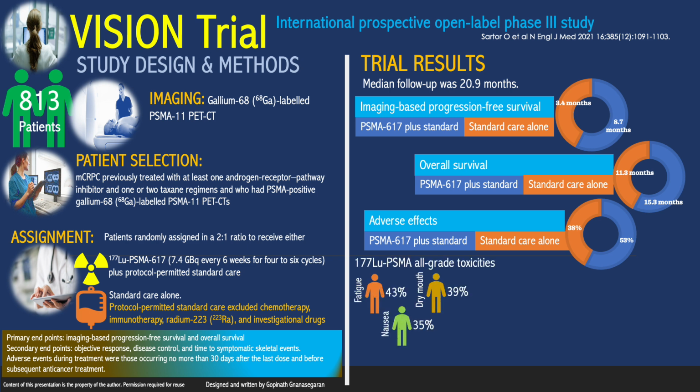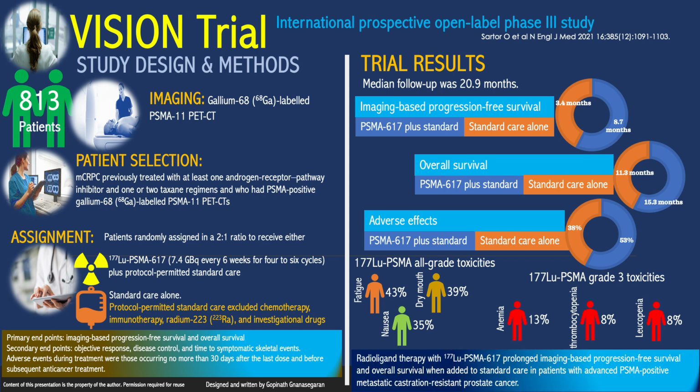In terms of lutetium PSMA, for all grades of toxicity, fatigue was seen in about 43% of patients, dry mouth in 39%, and nausea in approximately 35% of patients. And in terms of grade 3 toxicities, 13% of the patients treated with PSMA had anemia, 8% thrombocytopenia, and 8% leukopenia.